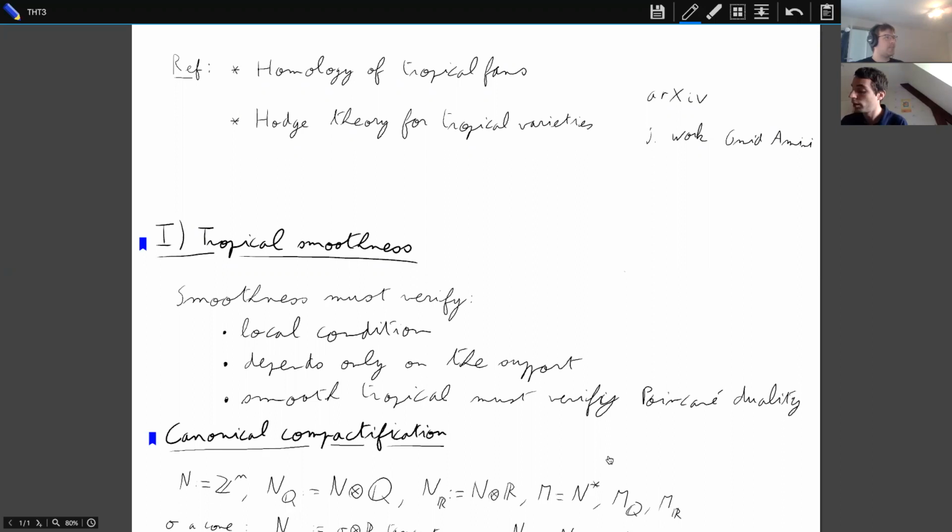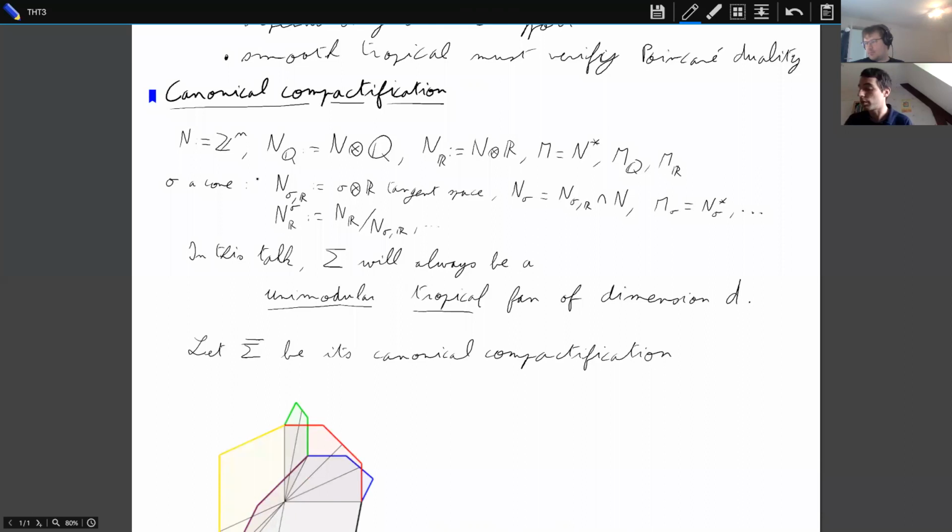So some recall of last time. So here are some notation. I take n varieties. I can take tensor product with some fields. I take m to be its dual. If sigma is a cone, I have n sigma r, which is a tangent space. And if I put sigma as an upper script, then it is a quotient.